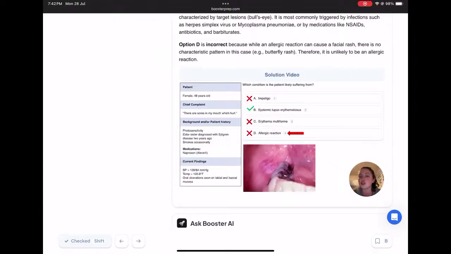And finally, we have an allergic reaction. Now, there are a number of ways that an allergic reaction can present based on the type of allergen and the individual reaction of the patient's body. Because our patient is presenting with a rash on the face and oral ulcerations, we will focus on allergies and reactions that can cause those symptoms specifically, rather than reactions such as anaphylaxis.